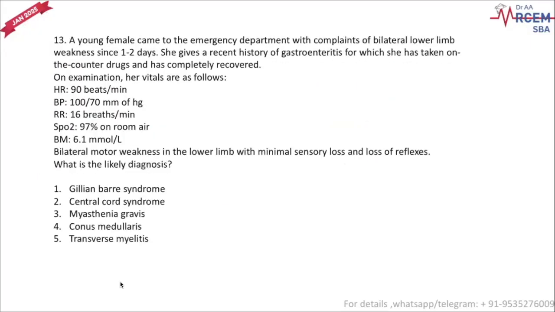A young female came to the ED with complaints of bilateral lower limb weakness for the last 1 to 2 days. She gives a recent history of gastroenteritis, for which she took no over-the-counter drugs, and has completely recovered. On examination, the vital parameters are completely stable. Bilateral motor weakness in the lower limbs with minimal sensory loss and loss of reflexes goes classically in favor of GBS, Guillain-Barré syndrome. So the right answer is Guillain-Barré syndrome.